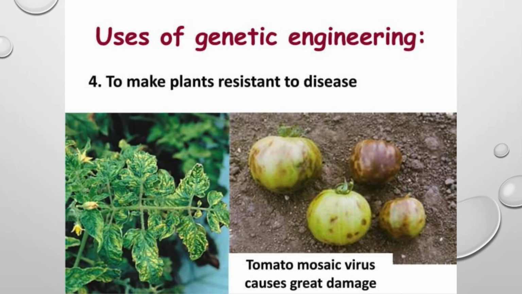Number four, to make plants resistant to disease. Example, tomato mosaic virus causes great damage. To help plants resist diseases, scientists change the plant's genes so that it doesn't get sick easily from viruses, bacteria, or fungi. In the picture, the tomato plants can get a disease called tomato mosaic virus, which makes the leaves curly and damages the fruits. Through genetic engineering, scientists can create tomato plants that are resistant to this virus, meaning they stay healthy and produce good fruits even when the virus is around.